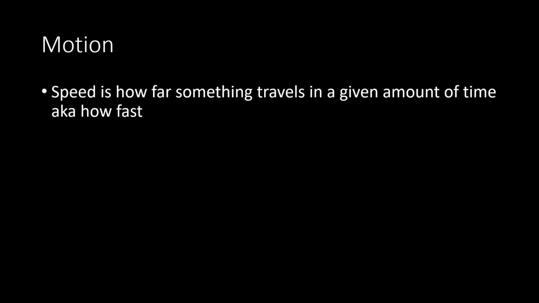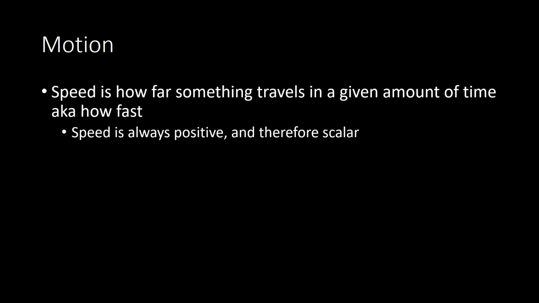Next term we want to look at is speed. Speed is how far something travels in a given amount of time, or we can think of it as how fast. This is something we're pretty familiar with. Speed is always positive and therefore is a scalar quantity because, again, speed just looks at how far in a certain amount of time. It just looks at the how far part, and time is always, always, always positive. We can't go backwards in time no matter how much we wish we could.